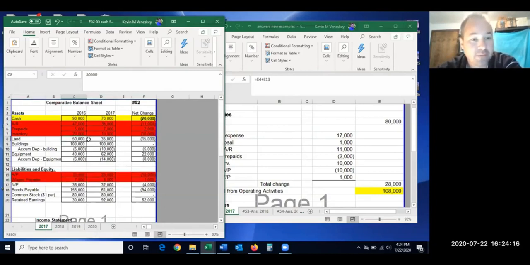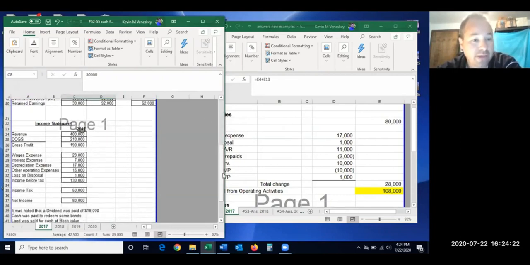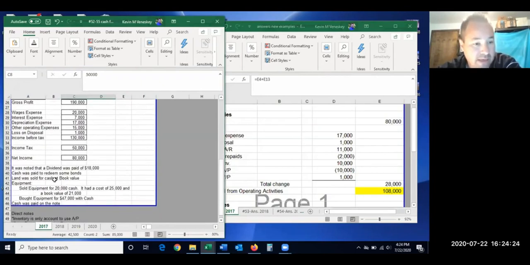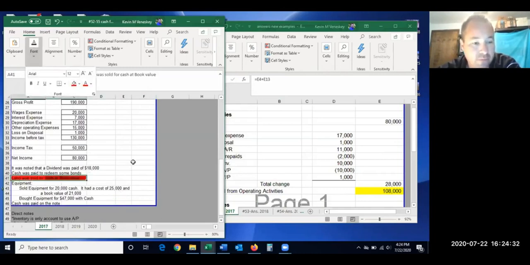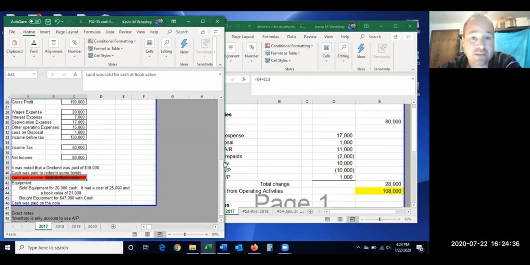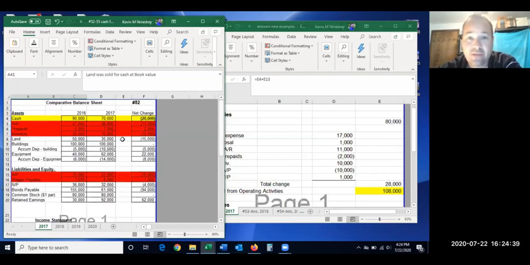All right, so land. Land went down for the year. So that means I got rid of some land. All right, why? What happened? So I come down here to my notes, and it tells me here that land was sold at book value for cash. Okay, I'm going to mark that one out because I'm going to be using it. Book value means I didn't have a gain or a loss. So whatever the difference is, that's how much cash I brought in.